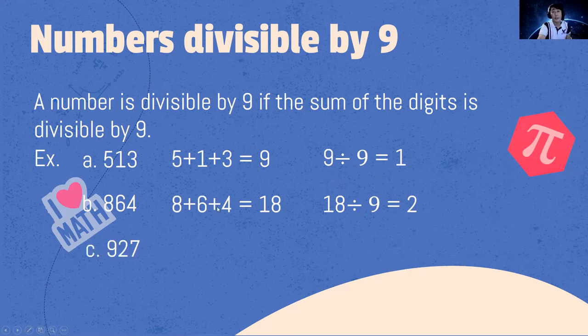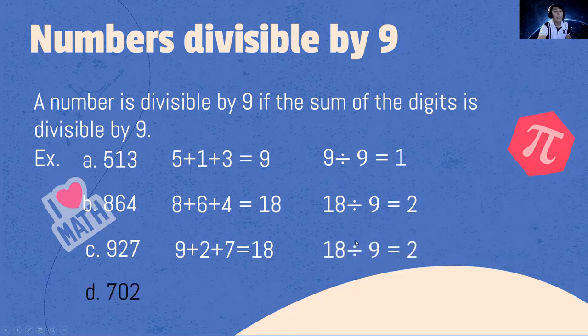Next one, 927. Let's find the sum of the digits of the given number. 9 plus 2 plus 7, that is 18. Then 18 divided by 9, that is 2. Therefore, 927 is divisible by 9. Next one, 702. Let's add all the digits of the given number. 7 plus 0 plus 2, that is 9. Then 9 divided by 9 is 1. Therefore, 702 is divisible by 9. A number is divisible by 9 if the sum of the digits is divisible by 9.